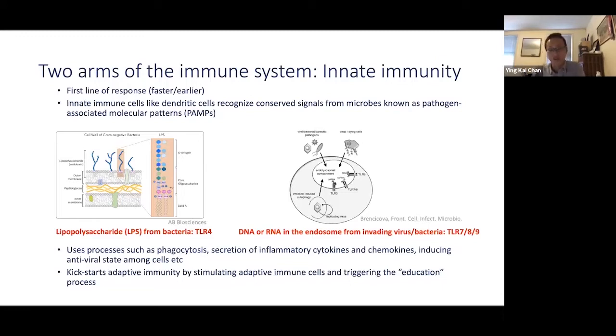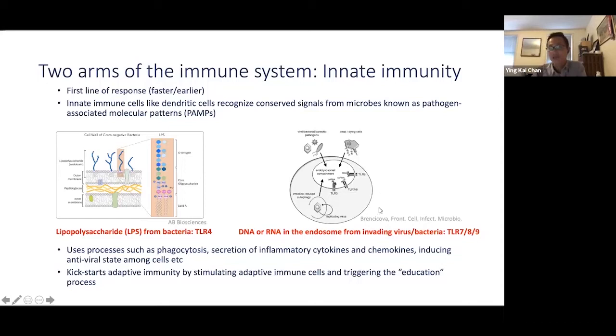Here are two very, very classic examples. The first one is lipopolysaccharide, LPS, also known as endotoxin. This is a major component of the cell wall of gram-negative bacteria. Immune cells use a receptor known as toll-like receptor 4, TLR4, to detect it. And consequently, LPS is highly, highly inflammatory.